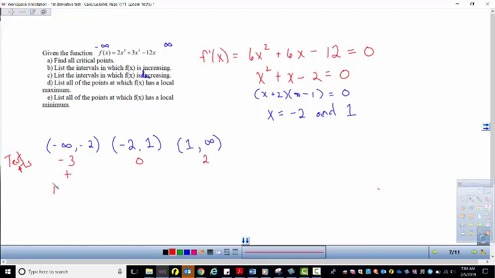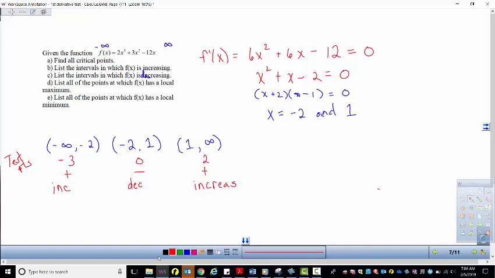So that means my function is increasing, or going up. If I plug 0 in, I get 0 plus 0 minus 2, so that gives me a negative value, which means my function is decreasing. And then if I plug 2 in, I get 4 plus 2, which is 6, minus 2, which is 4, so it's positive, which means my function is increasing.